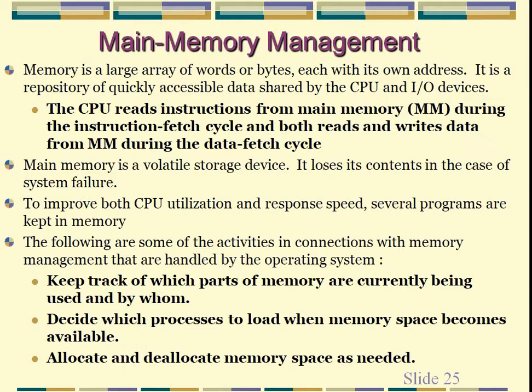To improve both CPU utilization and response speed, several programs are kept in memory. There are some responsibilities or activities of main memory management. Those are: keep track of which parts of memory are currently being used and by whom. Second, decide which processes to load when memory space becomes available. And last, allocate and deallocate memory space as needed for future work.